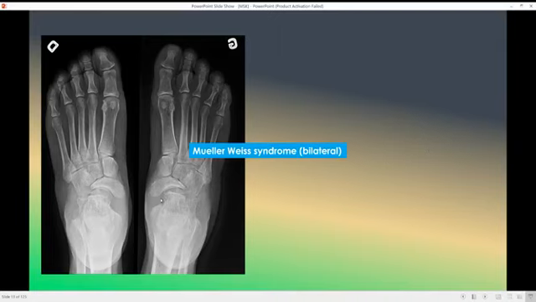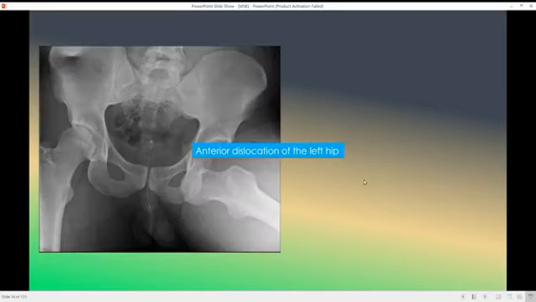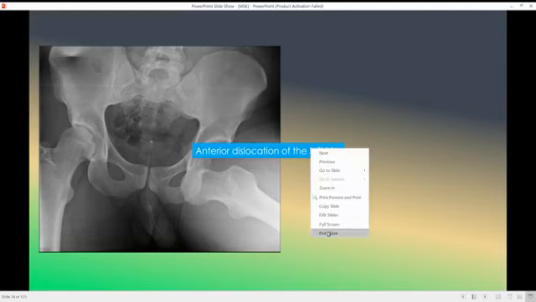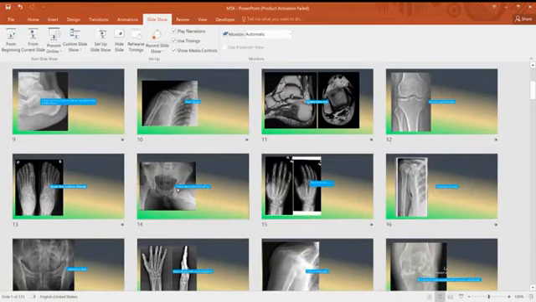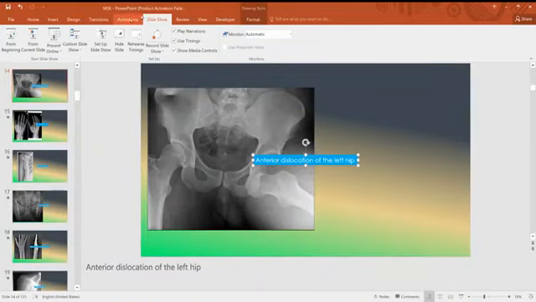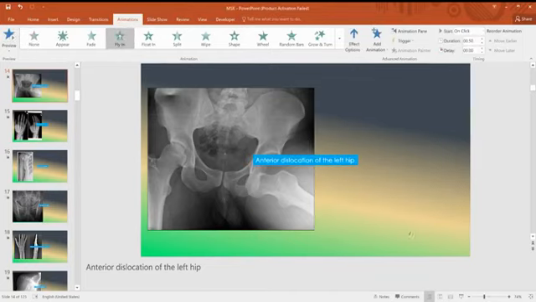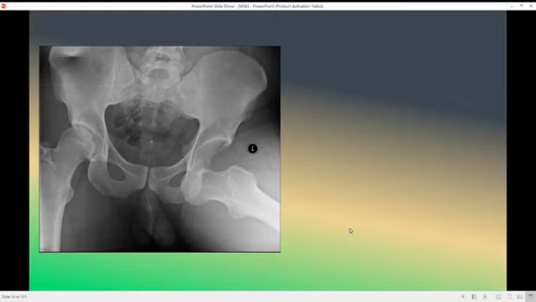So this is a case of osteonecrosis of the navicular bone in an adult. It is called Müller-Weiss syndrome. This is a bilateral Müller-Weiss syndrome involving the navicular bone in an adult. Okay, we move to the next case. What do you think about the next case?